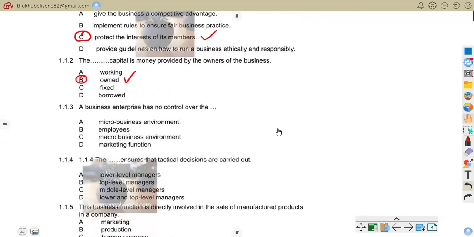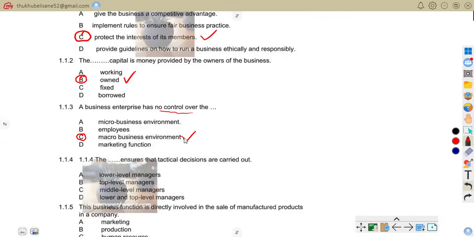Now let us move on to 1.1.3, which says a business enterprise has no control over the dash. We are given these four options: macro environment, business environment, employees, marketing function. And the correct answer there on 1.1.3 is C, macro environment. Macro environment, which is found externally outside the business, and it is indirectly.